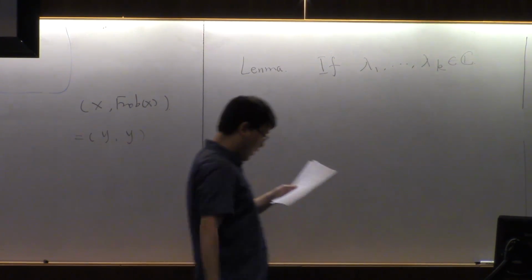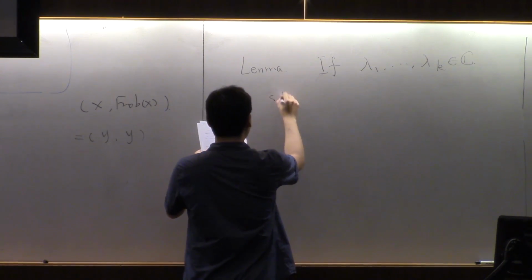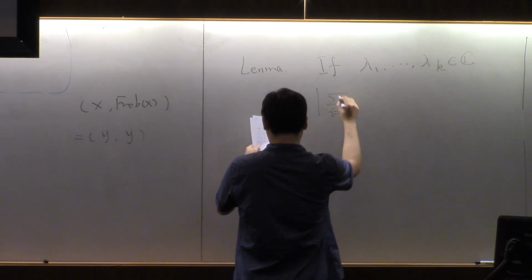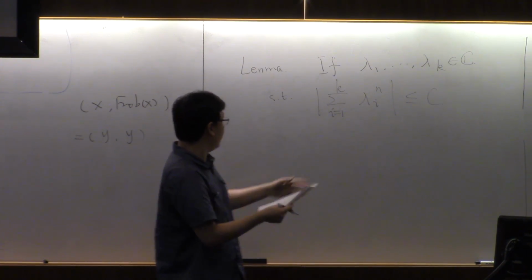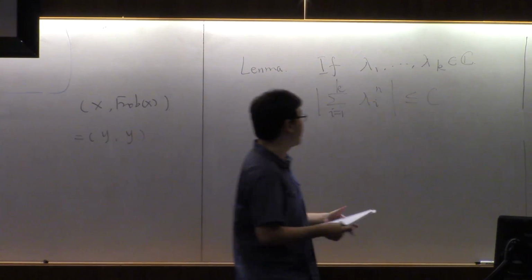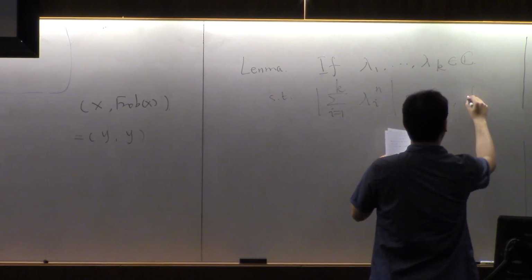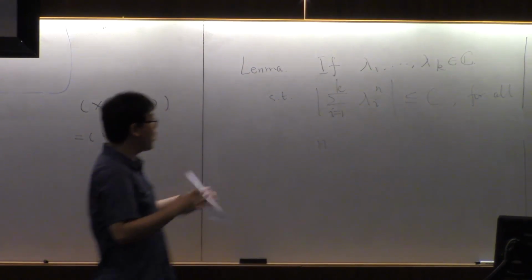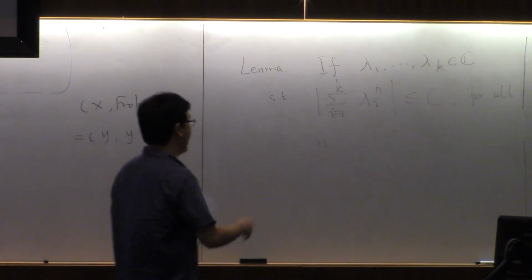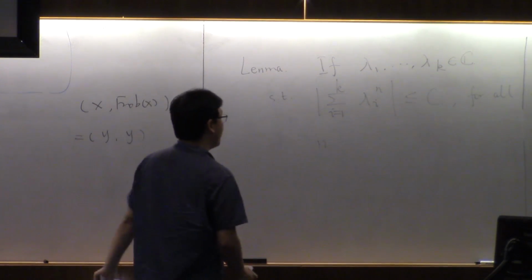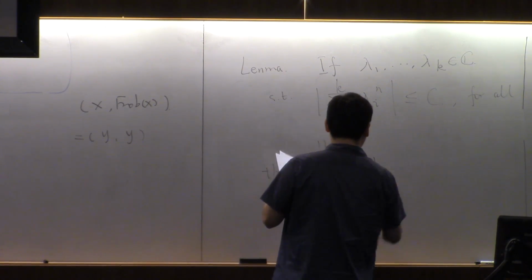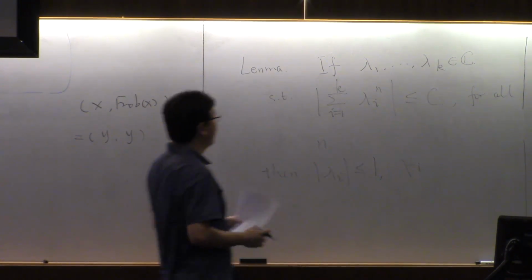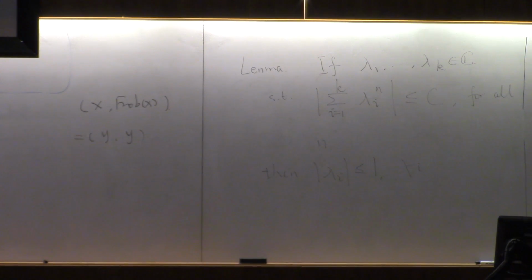So suppose you have k complex numbers, and you raise these numbers to the nth power, you take the sum. This is always bounded by some constant c for all integers n. So for each n, you raise them to the nth power, you take the sum, and the absolute value is always bounded by a constant number c. Then you can show that actually each of these complex numbers has absolute value smaller or equal to 1. This is not a very easy lemma, but if you know what a complex number is, you should be able to prove this lemma.